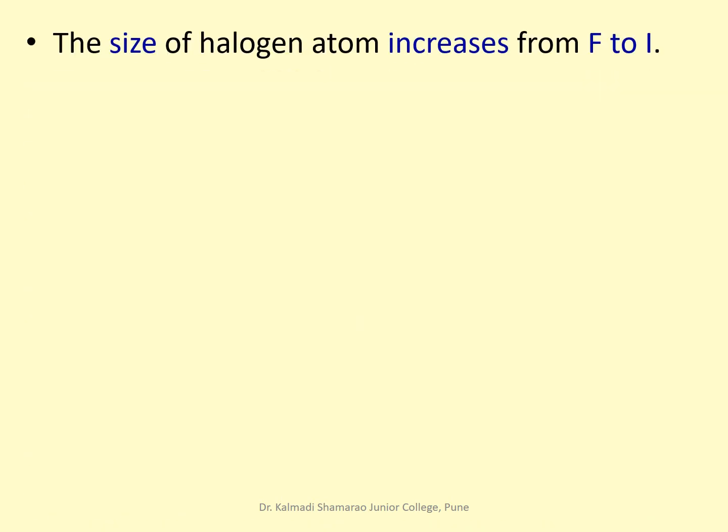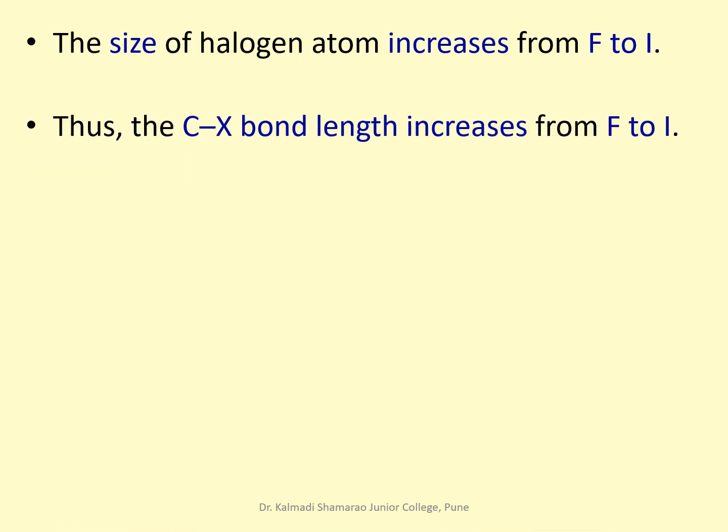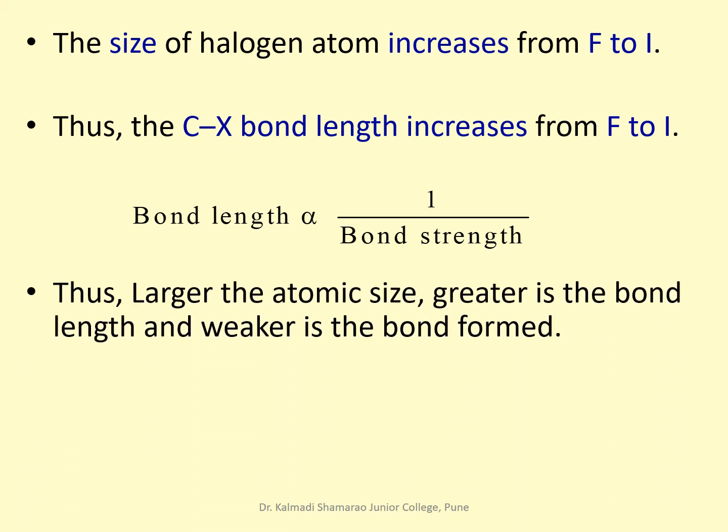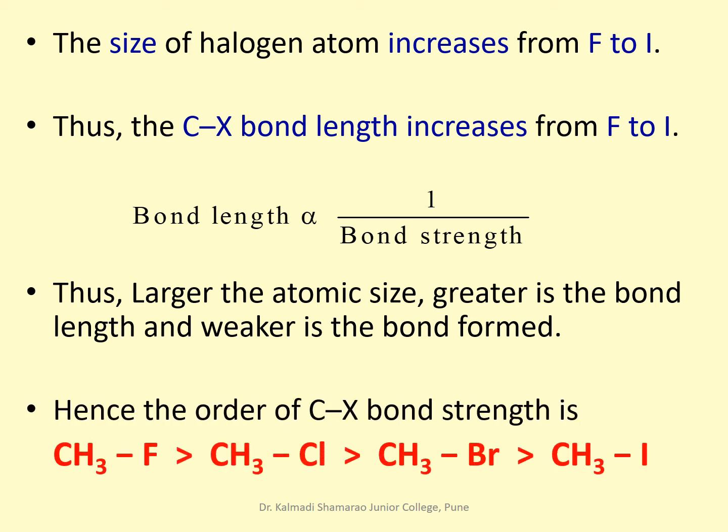The size of halogen atom increases from fluorine to iodine. Thus the carbon-halogen bond length increases from fluorine to iodine. The general rule is bond length is inversely proportional to bond strength. Thus, larger the atomic size, greater is the bond length and weaker is the bond formed. Hence, the order of carbon-halogen bond strength is as follows. C-F bond is the strongest, whereas C-I bond is the weakest.